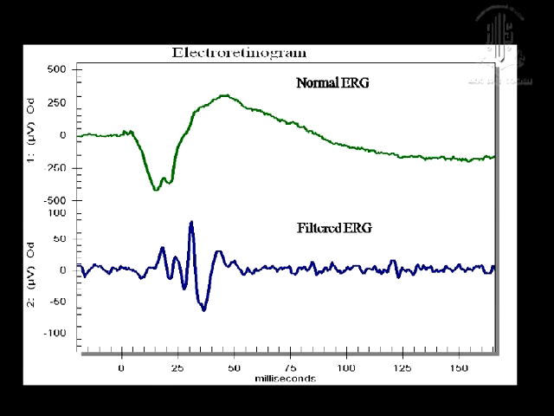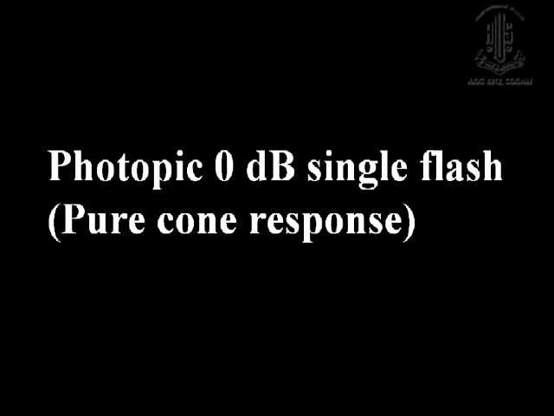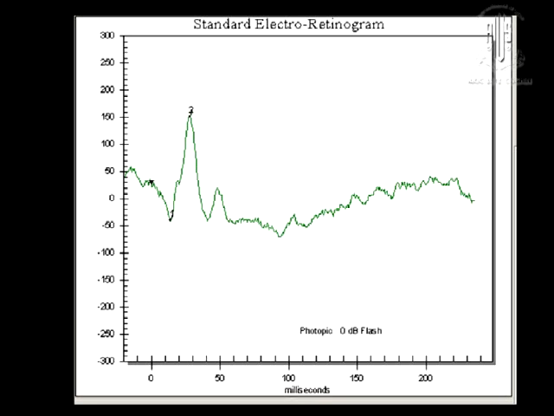Then we have a series of small wavelets which are filtered out by the ERG machine on the ascending limb of the B wave of the maximal combined response, and these are the oscillatory potentials. And then after a period of light adaptation, we have the pure cone response, which is a photopic 0 decibel. It too is a mirror image of the maximal combined response, but it's smaller, a negative A wave followed by a B wave.